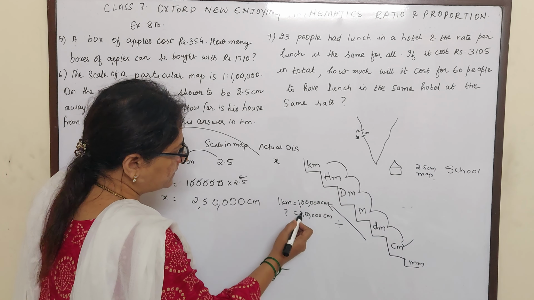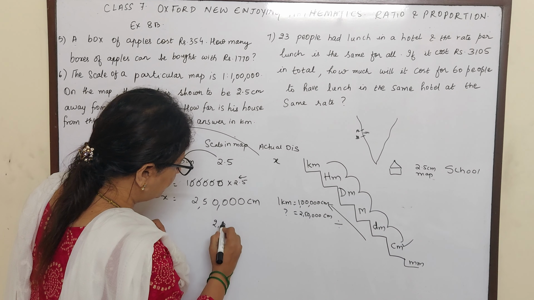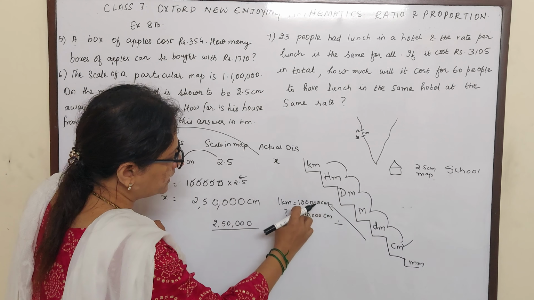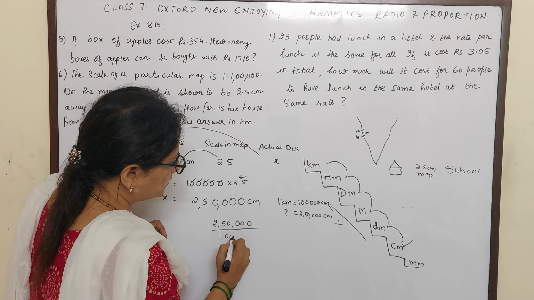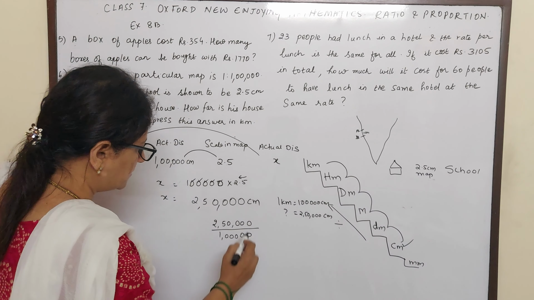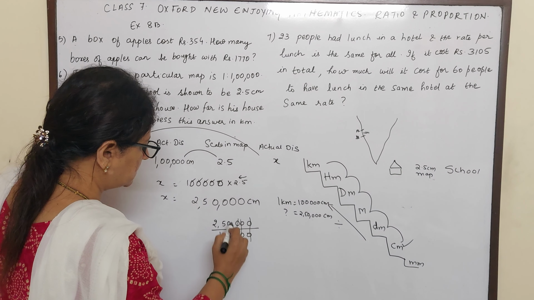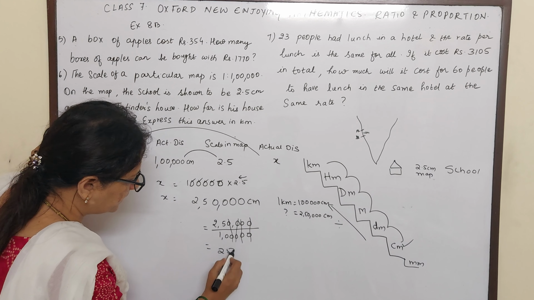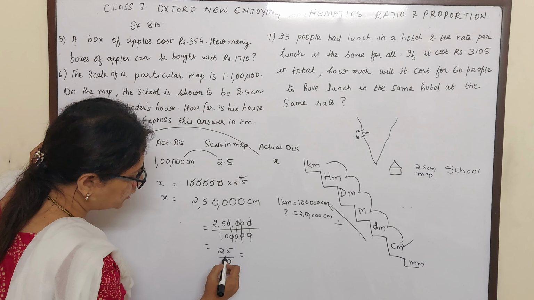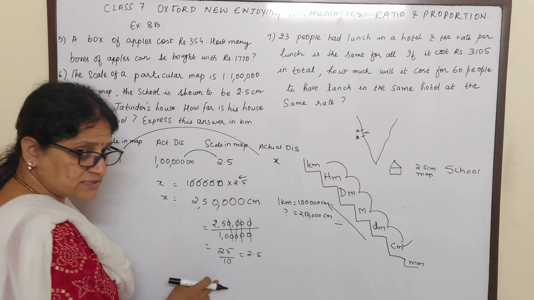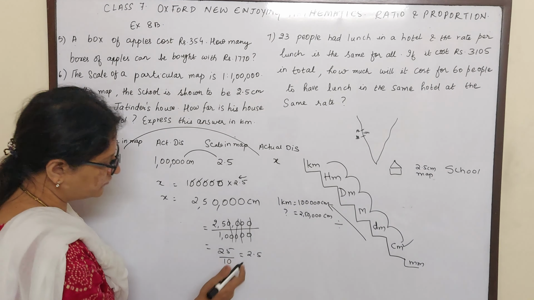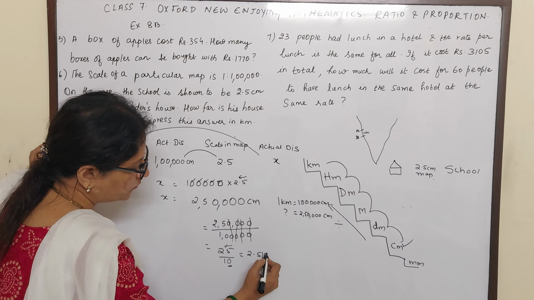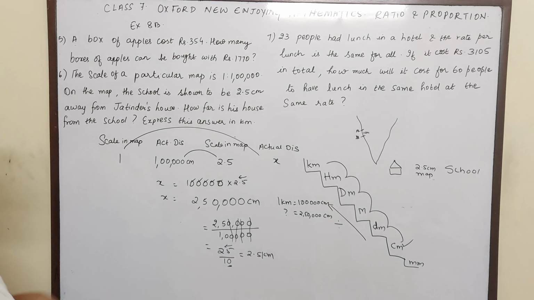So if you cross multiply, 2,50,000 divided by how many zeros? 1, 2, 3, 4, 5. So cross, cross, cross, cross. So 25 by 10. The answer is 25 by 10. So 25 by 10 is what? 2.5, right? This is in fraction form, this is in decimal form. 1 zero, so from the back, 1 point. So it is 2.5 kilometer.